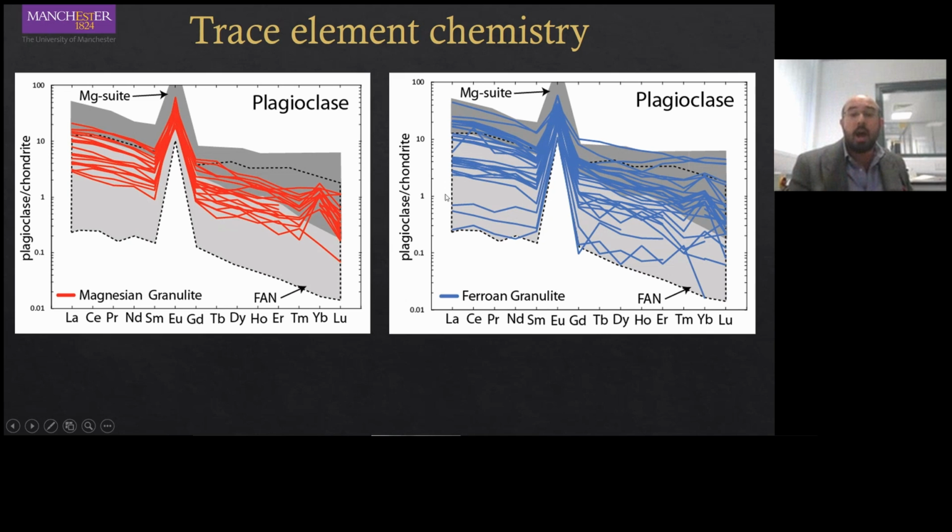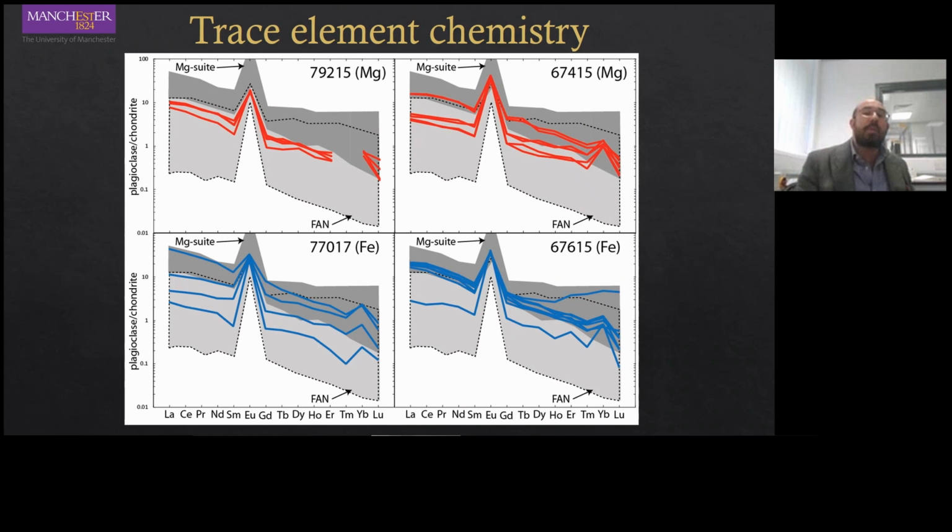As you can see, our Ferroan granulites range in composition from those that are very consistent with the most incompatible element depleted FAN samples that have been reported in the literature, all the way to rare earth patterns that are a lot more MG suite like. And this variation we can even see on really local levels. If we consider the granulites on a per sample basis, even on a thin section scale, you can see the range of compositions reported for individual thin sections.